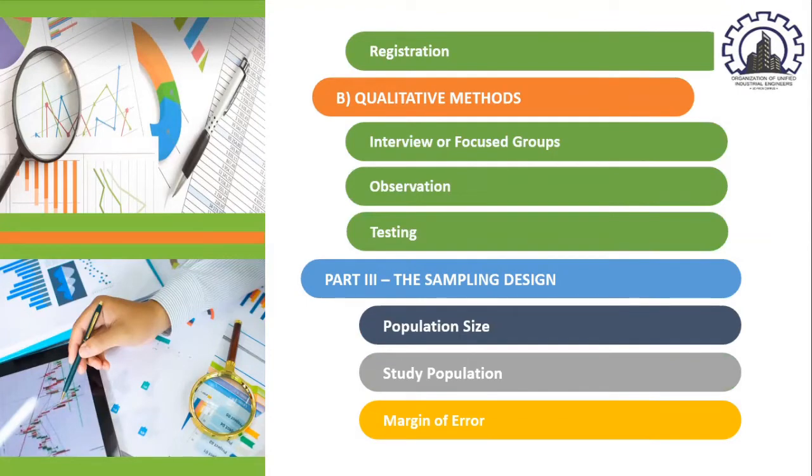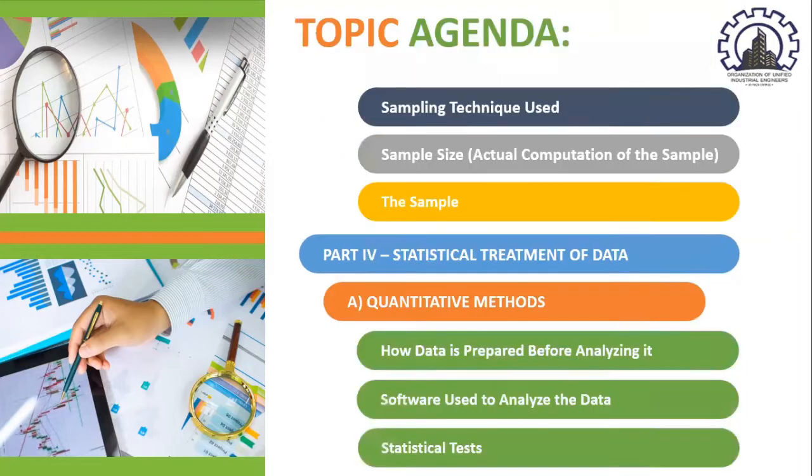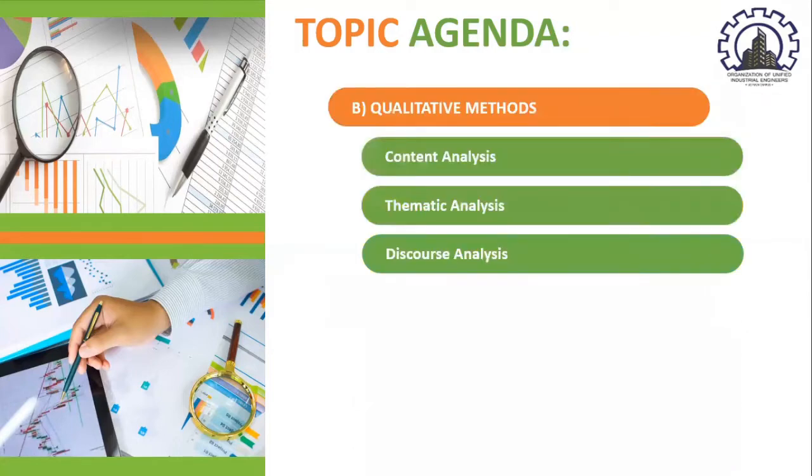And part three of our lesson, that would be the sampling design. And sampling design consists of the population size, the study population, the margin of error, the sampling technique used, the sampling size or the actual computation of the sample and the sample itself. And finally, the last part of our lesson, that would be the statistical treatment of data. And this part is divided into two parts. We have quantitative methods and we also have qualitative methods. Under quantitative methods, it includes how data is prepared before analyzing it, the software used to analyze the data, and the statistical tests as well. And under qualitative methods, we have the content analysis, the thematic analysis, and discourse analysis.